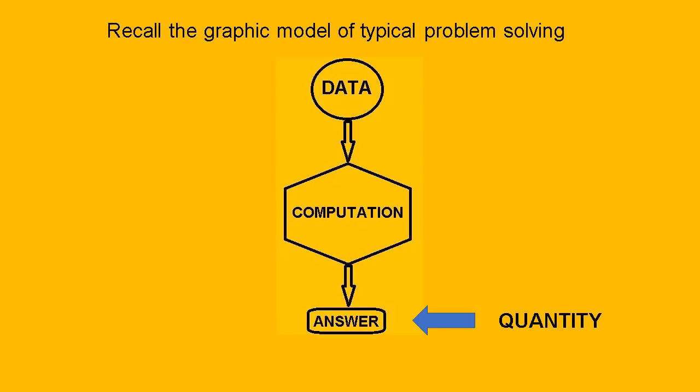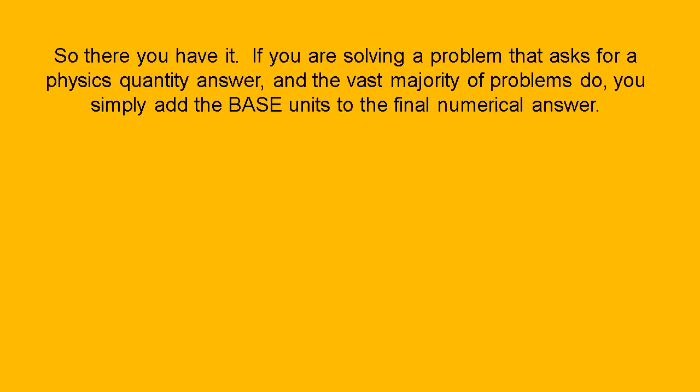In other words, if you're solving a problem for speed, where the answer is speed in physics, and you're using the SI system of measurement, you already know the answer's units have to be meters per second. And that is without touching a pencil. So there you have it. If you're solving a problem that asks for a physics quantity answer, and the vast majority of problems do this, you simply add the base units to that final numerical answer.